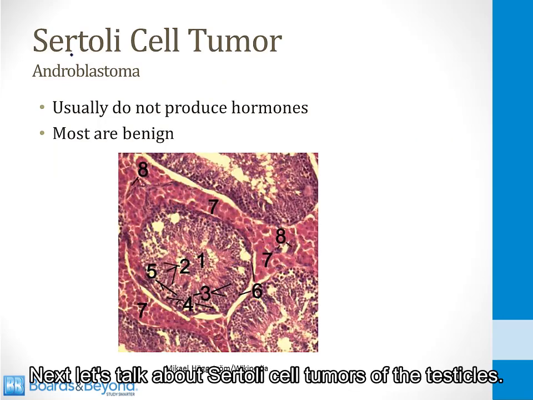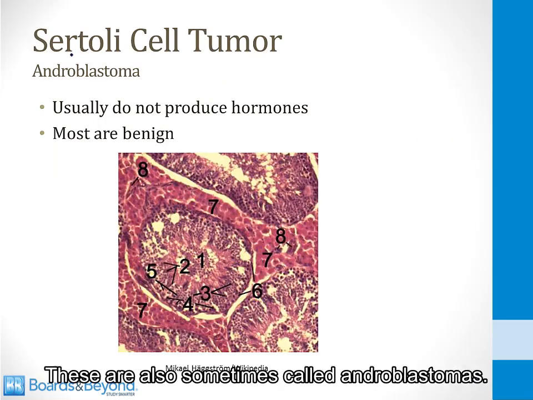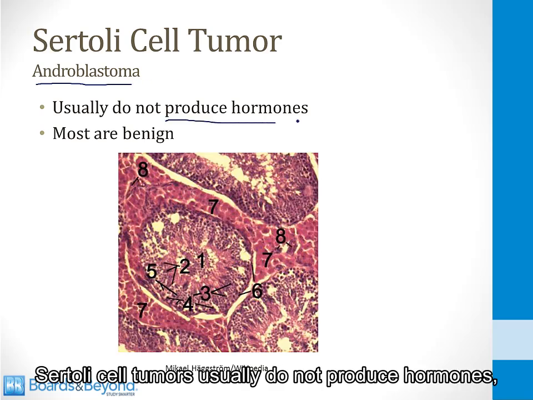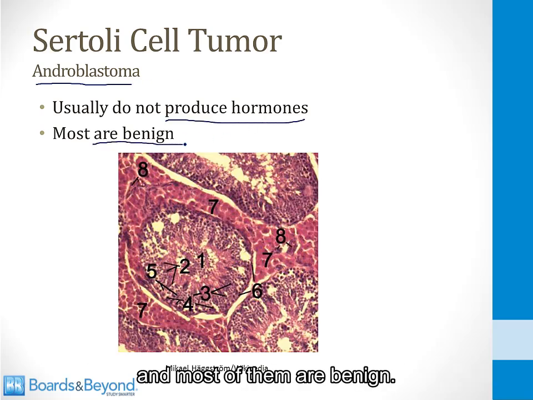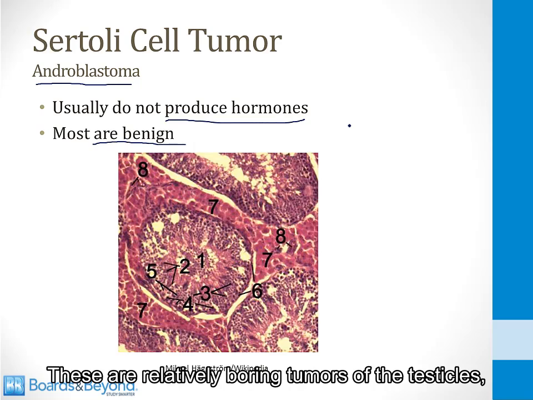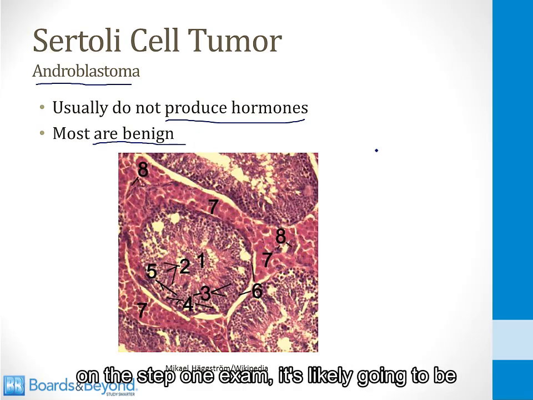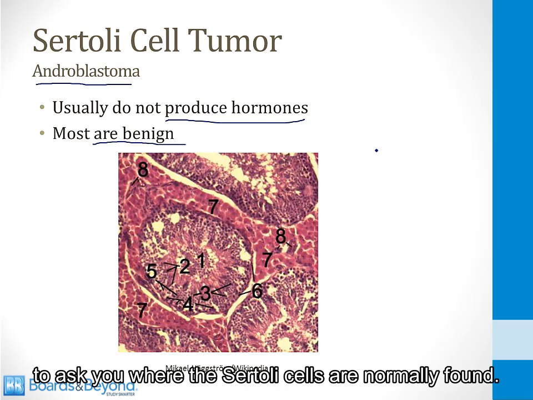Next, let's talk about Sertoli cell tumors of the testicles. These are also sometimes called androblastomas. In contrast to Leydig cell tumors, Sertoli cell tumors usually do not produce hormones, and most of them are benign. These are relatively boring tumors of the testicles, and they're very rare. If they ask you a question about this type of tumor on the Step 1 exam, it's likely going to be to ask you where the Sertoli cells are normally found.